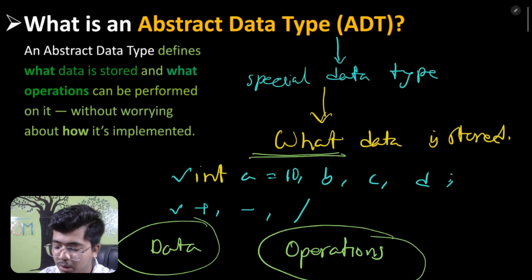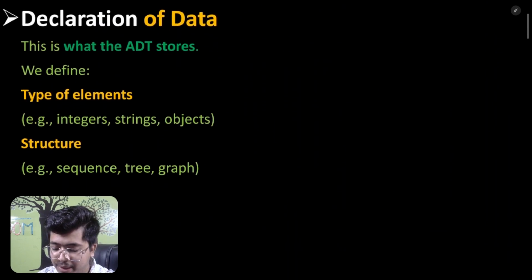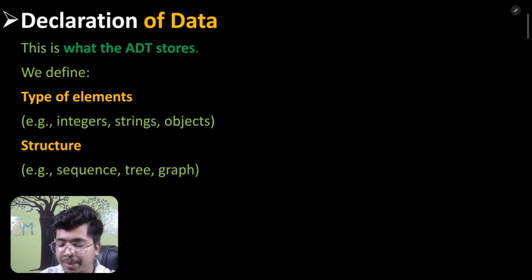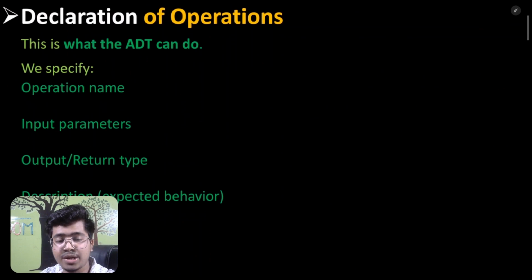Now let's look at the next slide. First, here we have the declaration of data, the type of elements. These are the types of data that we have declared. There can be integer, string, objects, etc. Sequence, tree, graph, these are some structures. And then the declaration of operations.